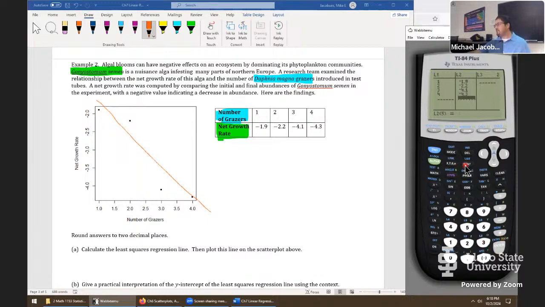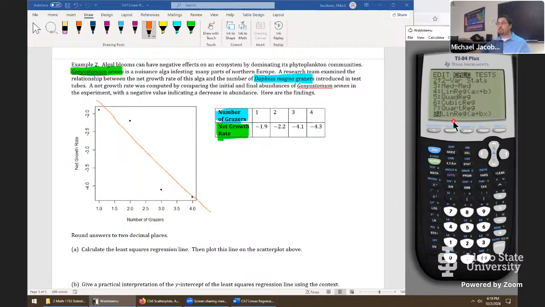Next thing we hit is stat key again. Go over to calc for calculate. We don't want one variable or two variable statistics. We want the equation of the regression line. So we'll go down, definitely skip past 4, unless you're not opposed to just changing the order of stuff, and you'll be all right. Go all the way down to option 8.